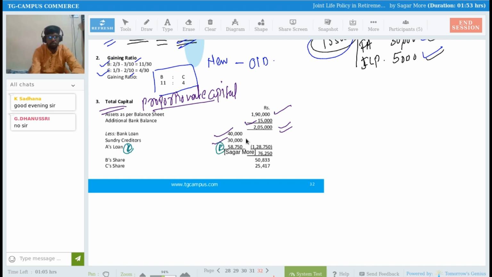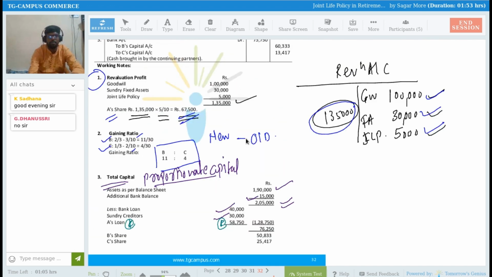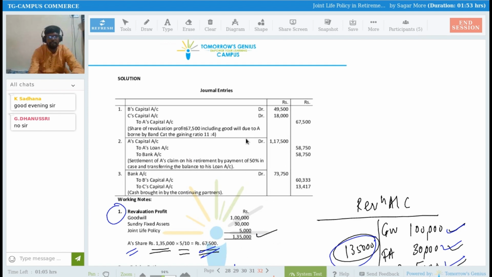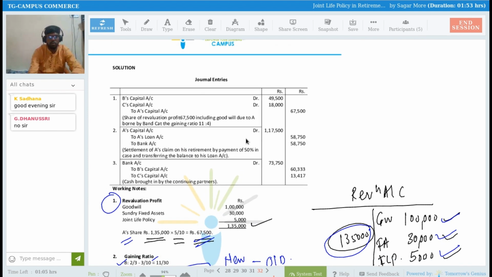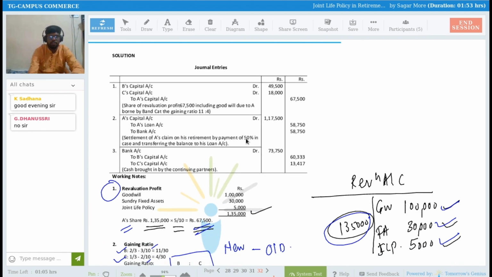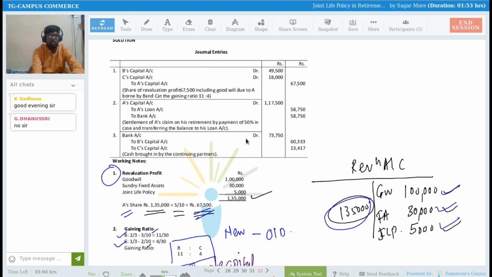So you don't know about this. So how to calculate this? Check it. For that, you have to prepare a working note. See, the first working note is for adjustment of this 67,500, which is payable to the retiring partner A, right? So A is the retiring partner, and to whom we have to settle 67,500 rupees of gain.